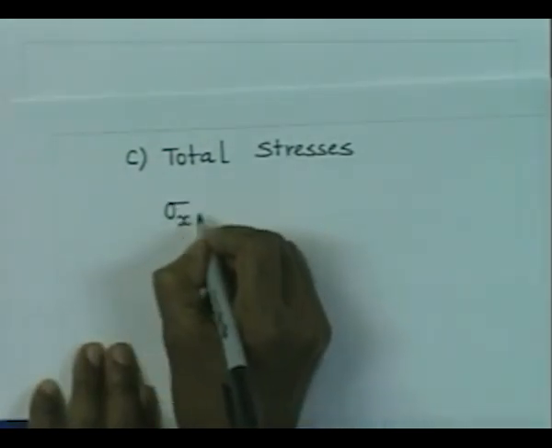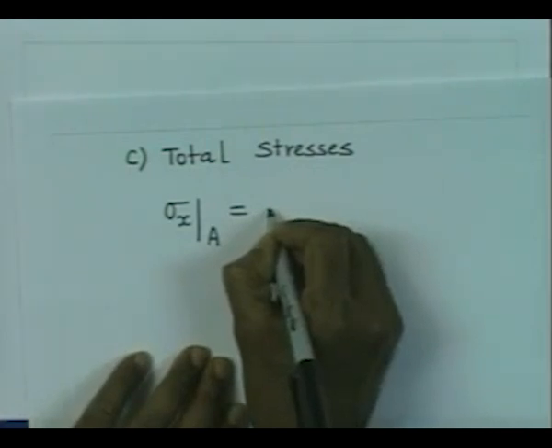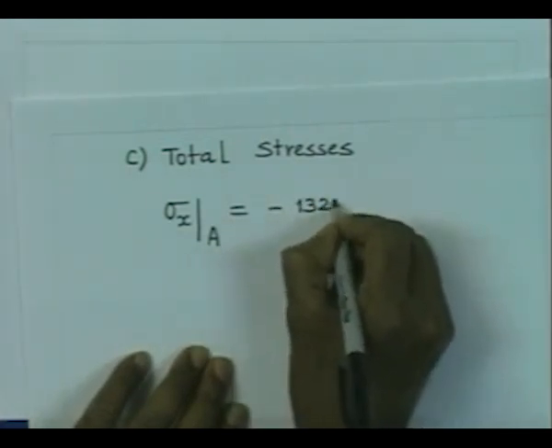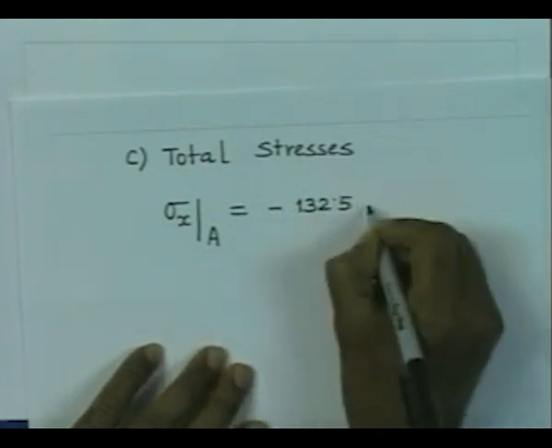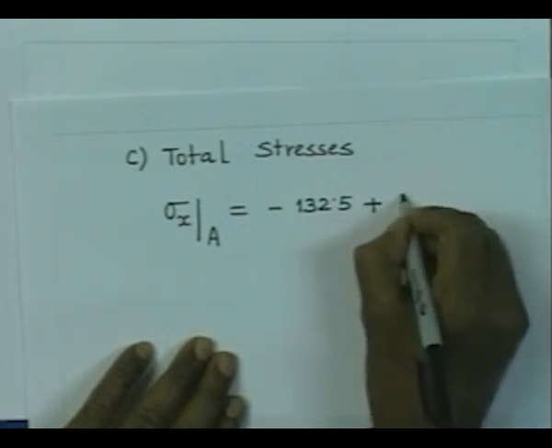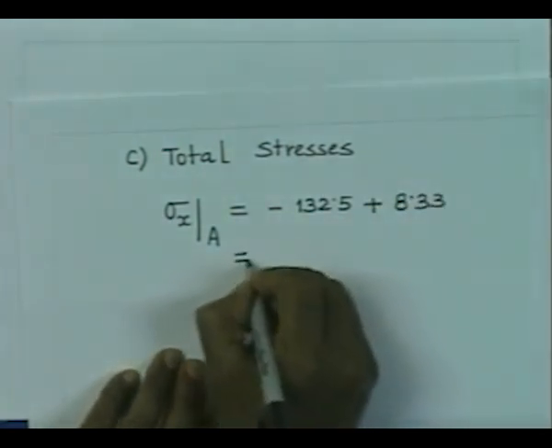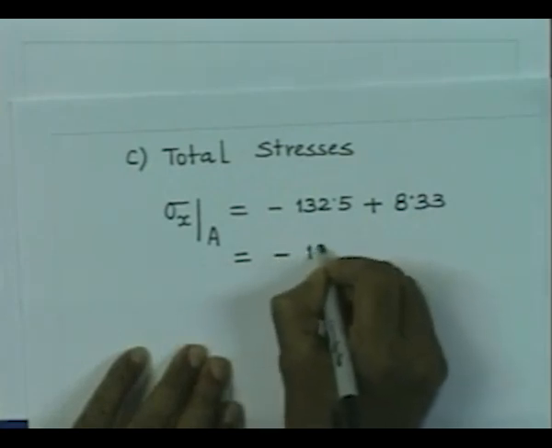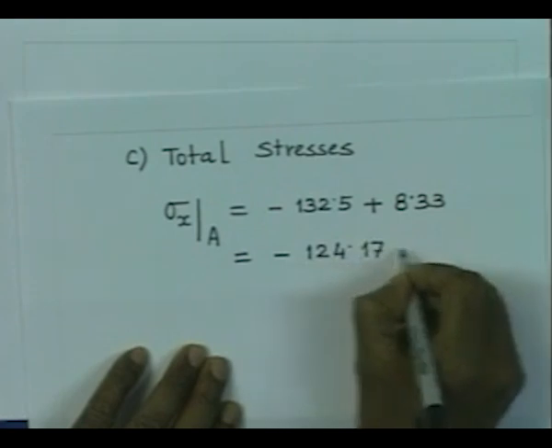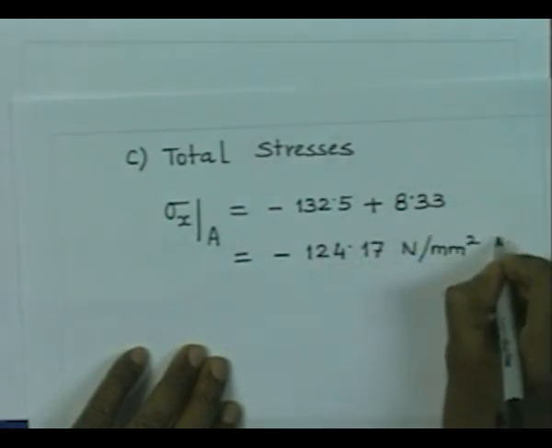So, at A we have the bending stress given by 132.5 Newton per millimeter square, that is compressive, plus the direct stress 8.33. So, this gives us finally 124.17 Newton per millimeter square compressive.